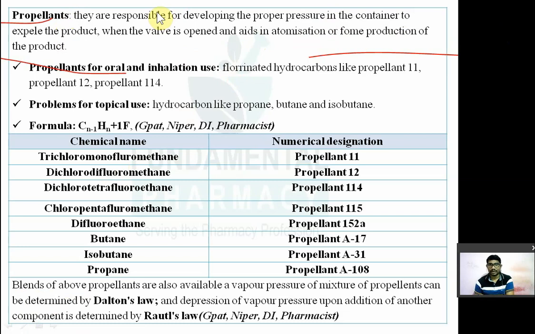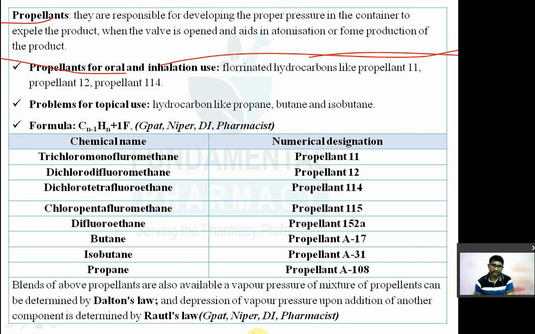opened, and it will cause atomization of the blend or liquid present in the container. Atomization means it will form a spray, a foam, or a mist. That is the role of your propellant.